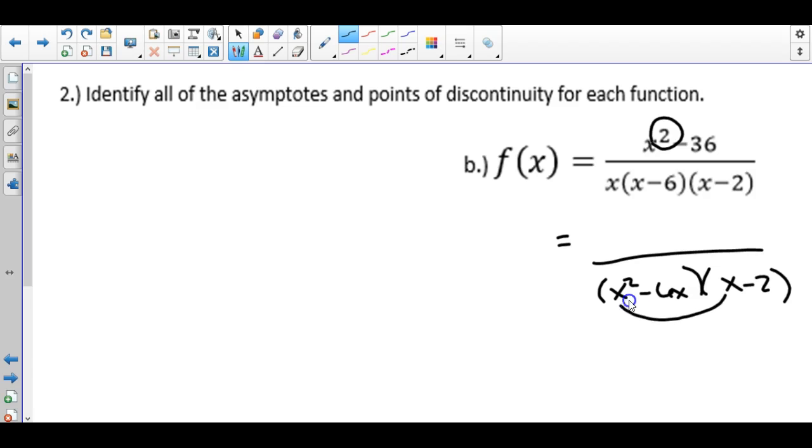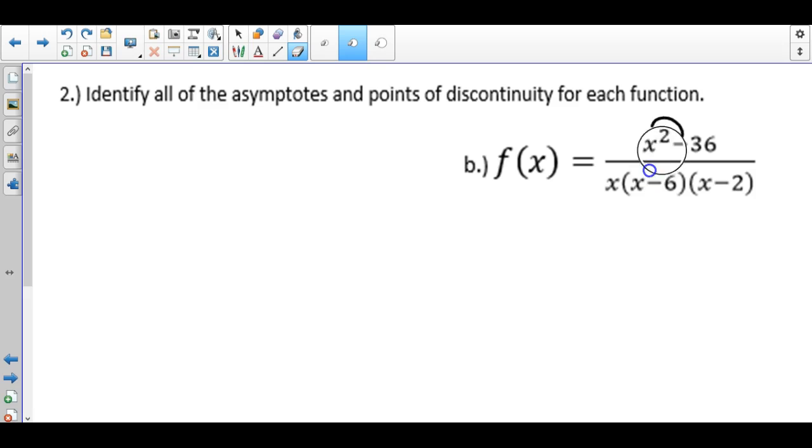Once I notice that I'm going to have to distribute this x squared across, I know that the degree of the denominator is going to be 3. So I already know, without even multiplying that entire bottom part out, that my degree of the denominator is going to be 3. So since the degree of the denominator is greater than the degree of the numerator, that tells me that I'm going to have a horizontal asymptote at y equals 0. And that's always the case.